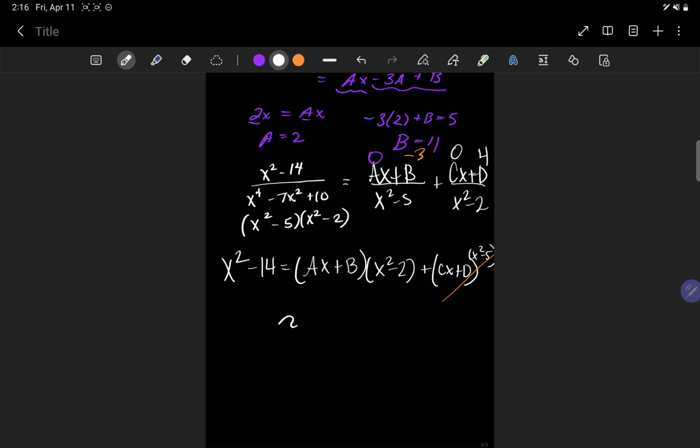So we get negative 3 over x squared minus 5 plus 4 over x squared minus 2. Yep. Cool.